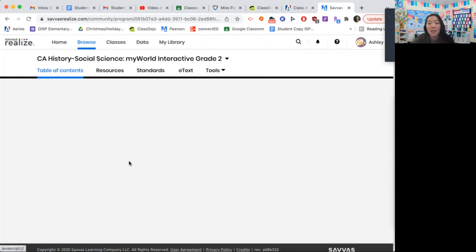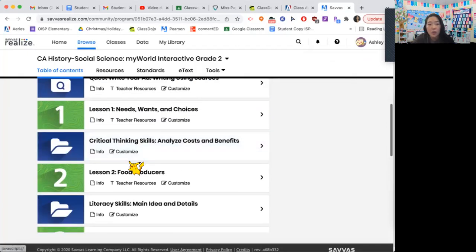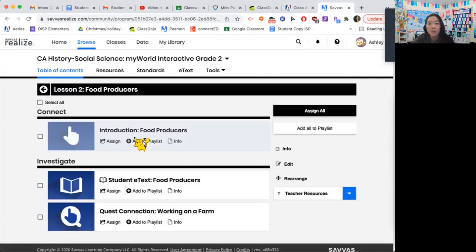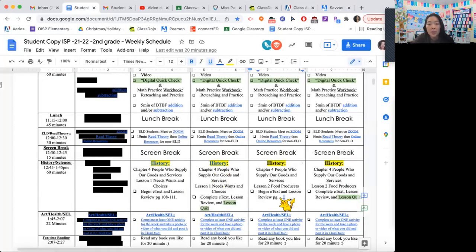Chapter 4, lesson 2. If you can type it in the chat, what page lesson 2 is on. Perfect. I have page 114. So we're going to start on page 114, guys. Do you know where lesson 2 ends? Can you look for the ending of it? Just put that in here.